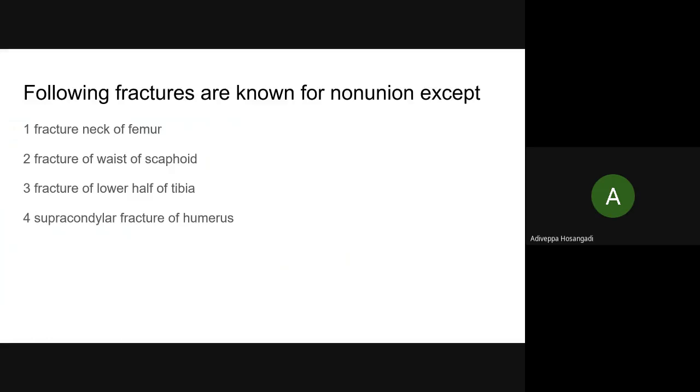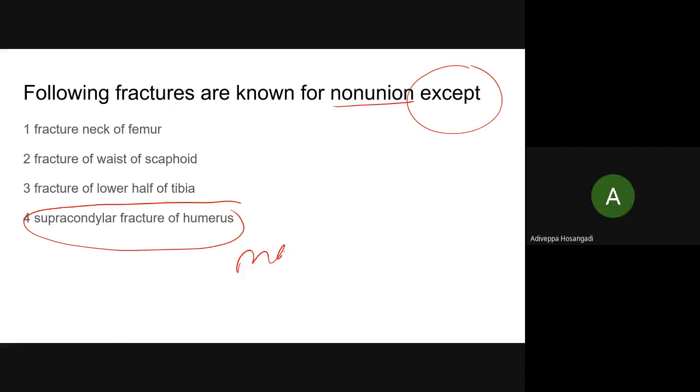Following fractures are known for non-union, except: fracture neck of femur, supracondylar fracture of humerus. Read carefully. Supracondylar fracture of humerus is malunion, isn't it? Yes, sir, malunion.